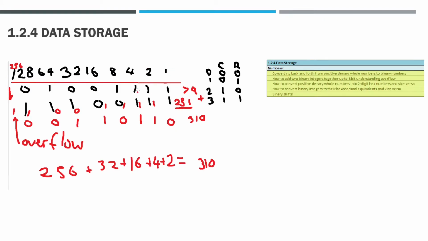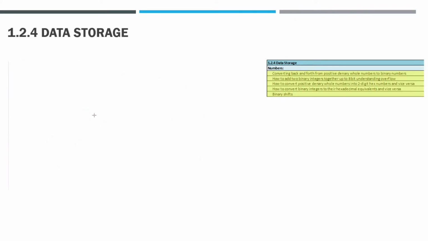You will never get more than 2 numbers in a row like this. And if you ever did get a third number, just add the 2 and then add the result to the third number, which is what the computer does anyway. Right, so that's binary addition.